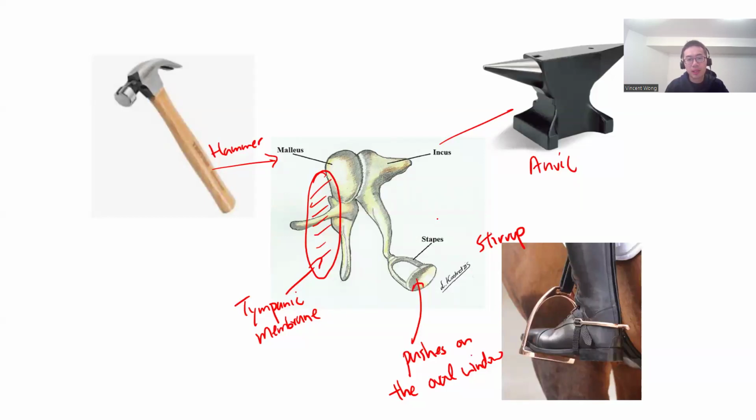I think of the three bones, the stapes is the only one that looks like the actual stirrup. The other two, you kind of have to use your imagination a little bit.